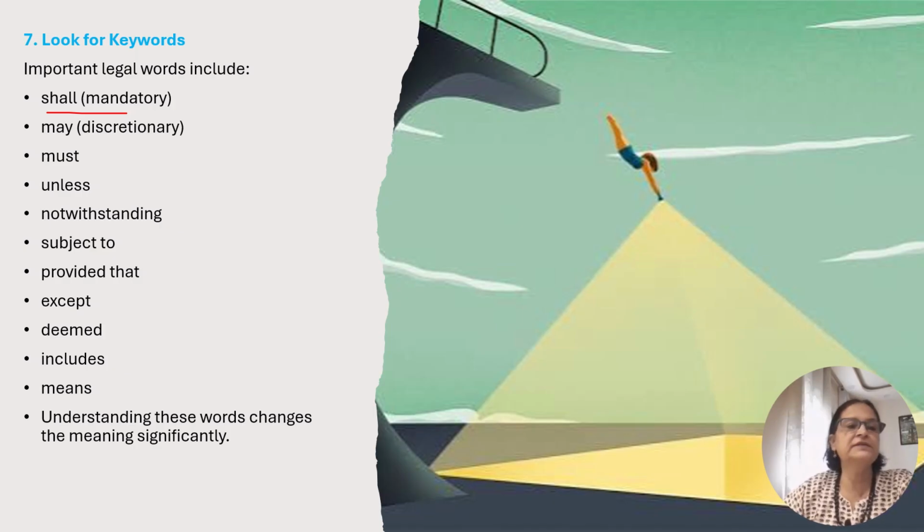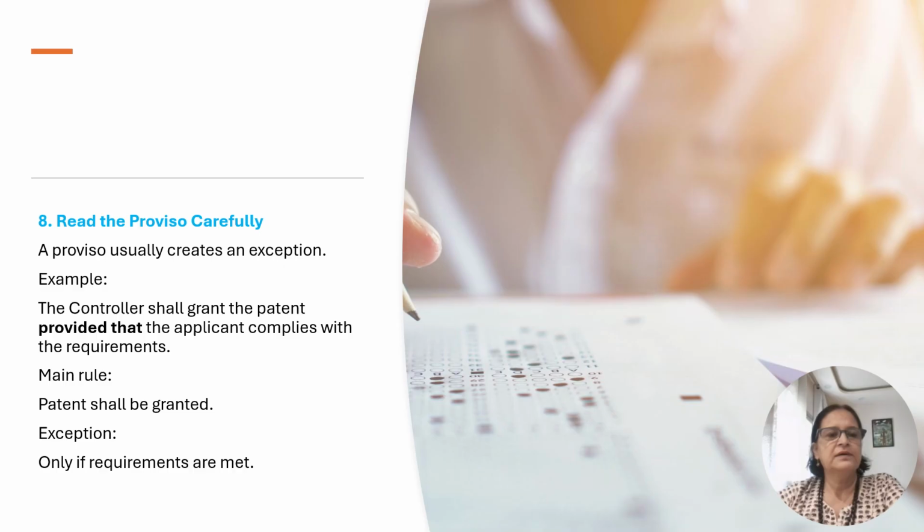Shall means mandatory, may means discretionary, must, unless, notwithstanding, subject to, provided that, except, deemed, includes, means. Understanding these words changes the meaning of the section significantly. And just pay attention to the keywords which you are using in the Act.